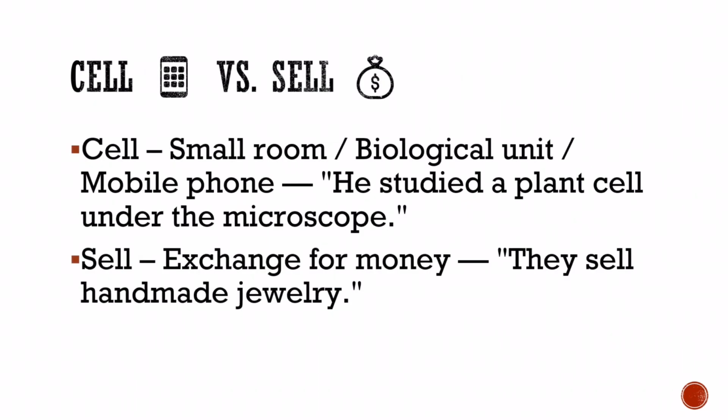The next pair is cell versus sell. The first cell means a small room, or a biological unit, or a mobile phone, and it's used as a noun. For example, he studied a plant cell under the microscope. But the second sell is a verb, and it means exchange for money. For example, they sell handmade jewelry.